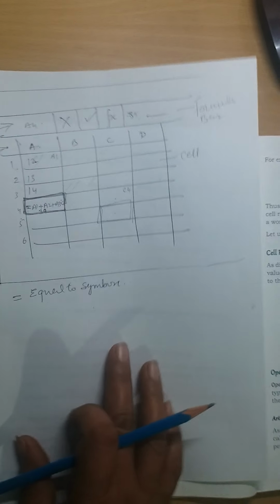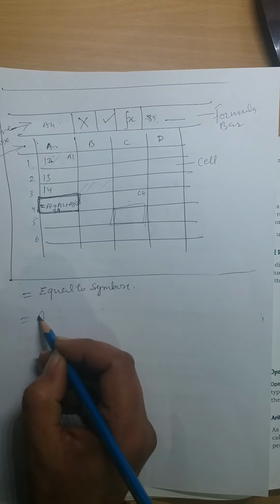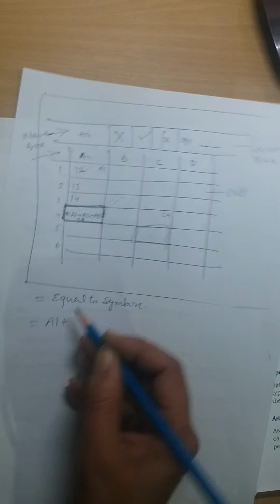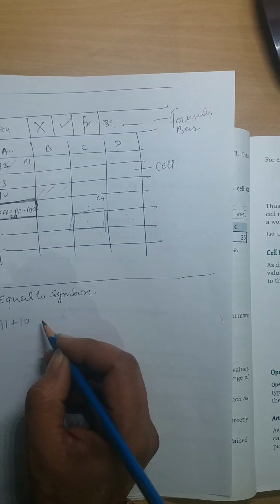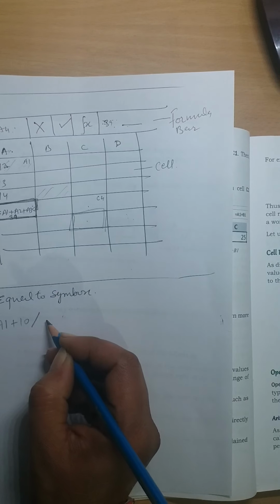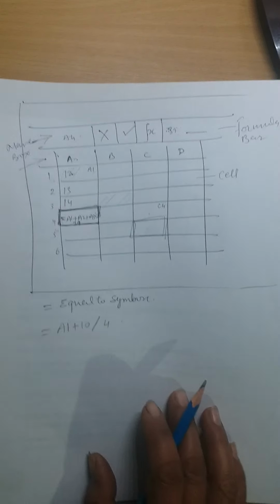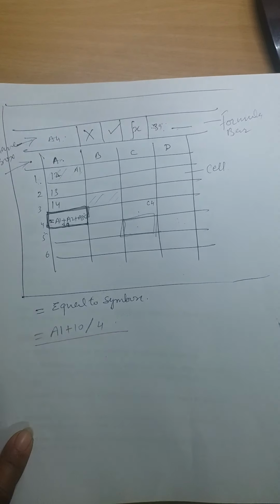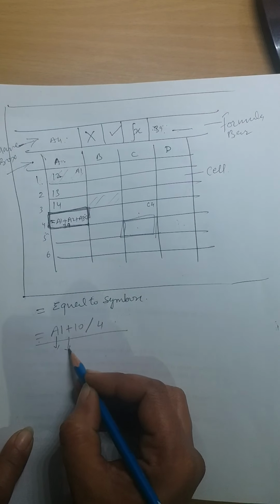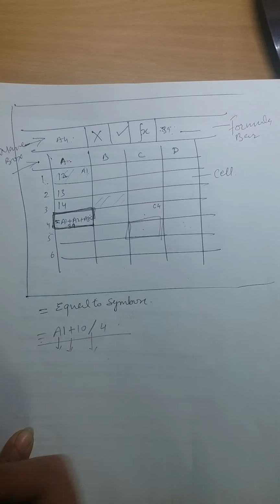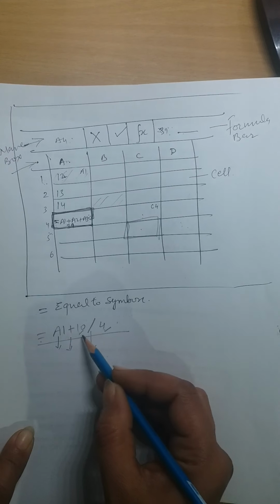Is it clear? Now, as you are dealing with calculation, you are writing the formula. For example, if you want to add 10 to A1, whatever the content in A1, and then after that you want to divide it by 4. In this particular formula you have used the equal to sign. This is a cell reference. This is a mathematical operator. This is also a mathematical operator. These two are the constants.